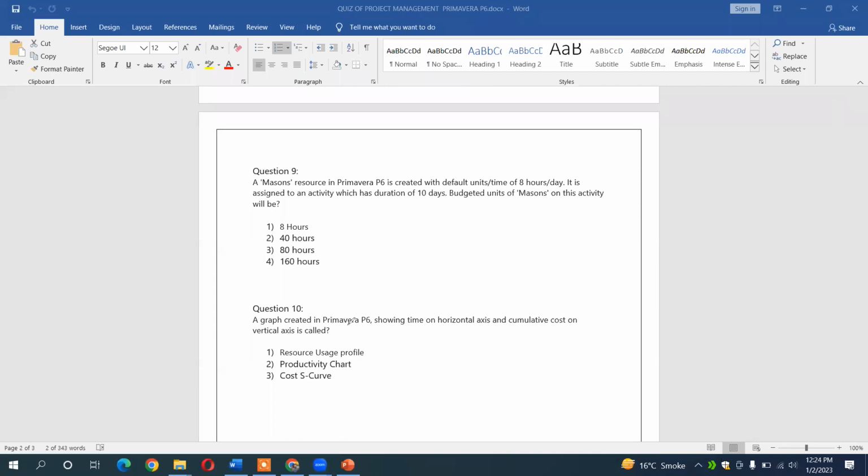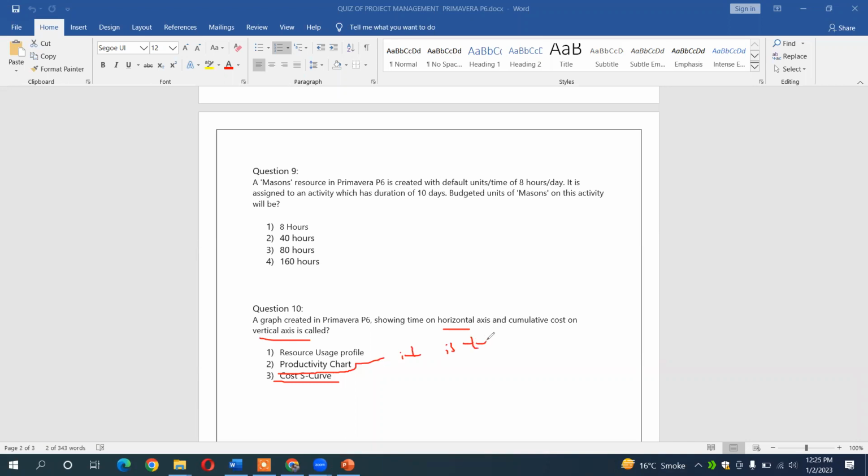A graph created in Primavera P6 showing the time on the horizontal axis and cumulative cost on the vertical axis is called what? This is called a cost S curve, not a resource usage profile or productivity chart. It is the cost S curve because the productivity chart shows how much one labor can work in one day. What is a productivity chart?